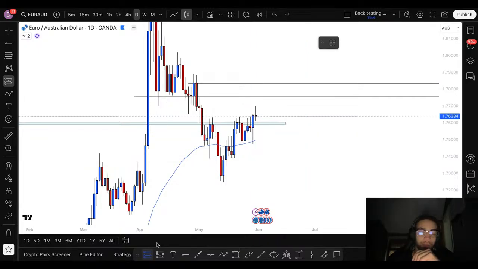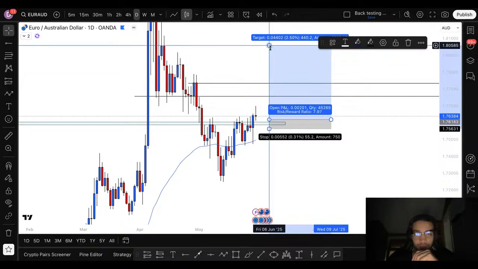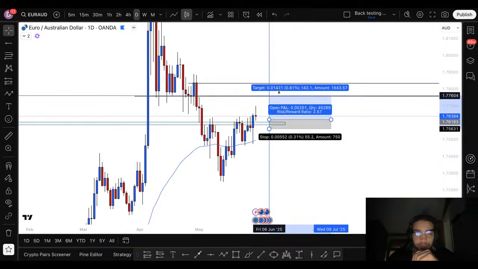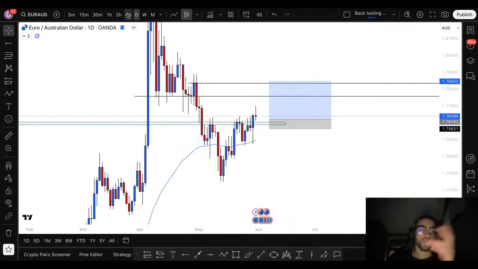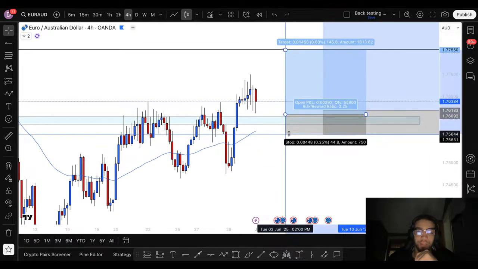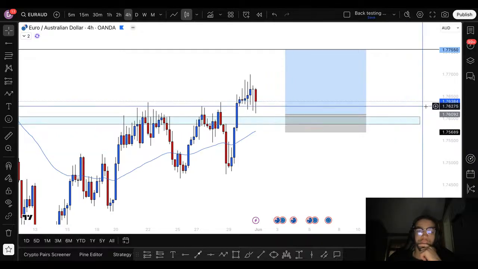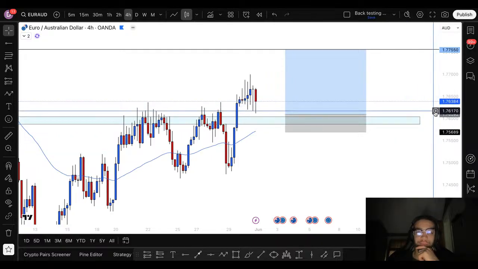But either way, there's still a beautiful opportunity here to trade this, right? 1 to 2, 1 to 3, and that's just off a rough. There you go. You get a nice stop loss, 1 to 3, boom, boom, boom. But anyways, that's what I want to see here. I want to see price come down.